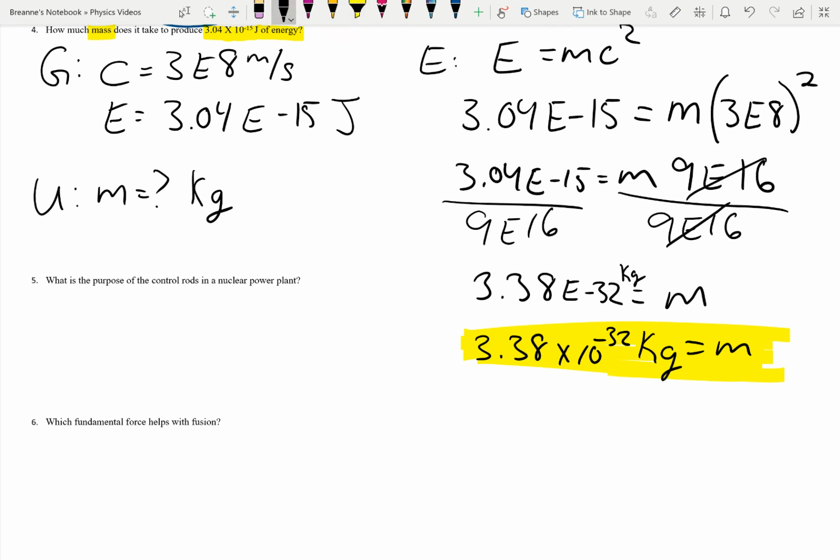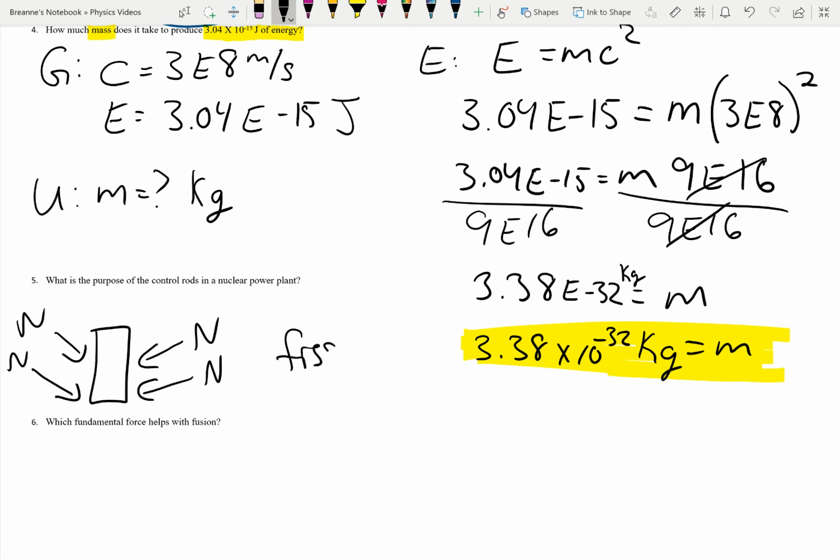5. What is the purpose of the control rods in the nuclear power plant? Basically what the control rods do, they absorb extra neutrons. They absorb extra neutrons that were produced by fission. It's to kind of slow down the process. Because it's absorbing those neutrons, they can't go and bump and cause more fission. So it slows down the process by absorbing neutrons.